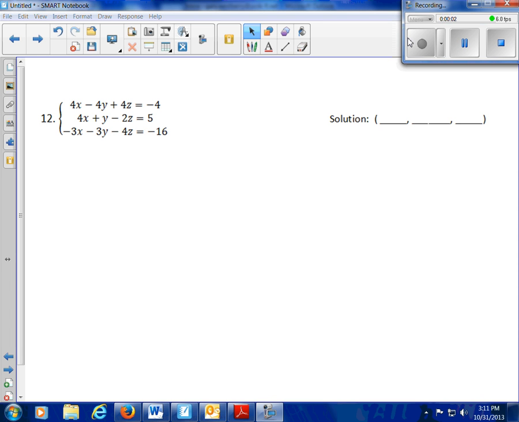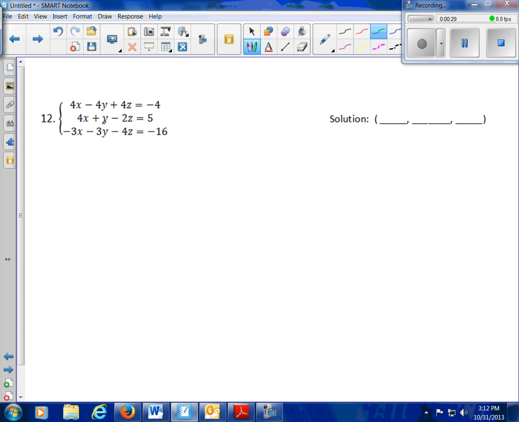Okay, for problem number 12, we have three variables, and the whole goal of the three variables is I want to be able to get it down to two equations that only have two variables so I can do elimination like normal. And just looking at the problem, you can see how the x's are the same in front of the first two equations. So I could choose to get rid of the x's.